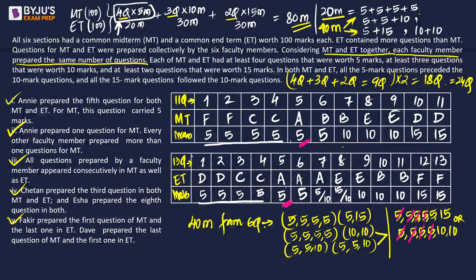There is one point. Annie prepared the 5th question for MT and ET. This question carried 5 marks, right? That is what we have done, right? Now if... hold on, which of these two cases should be eliminated?